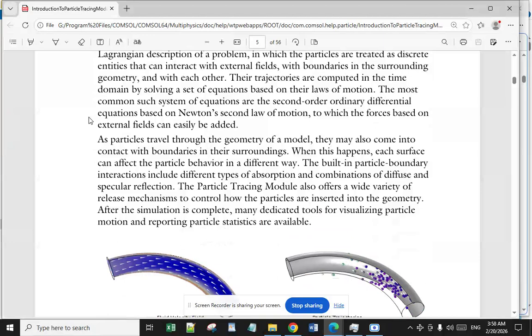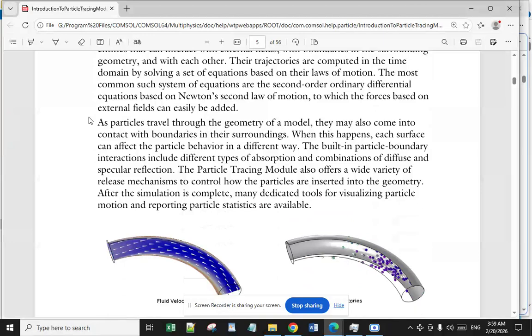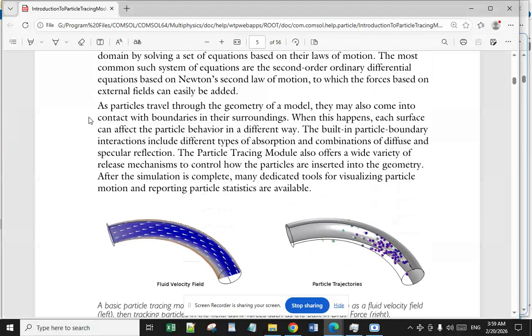Their trajectories are computed in the time domain by solving a set of equations based on their laws of motion. The most common such system of equations are the second-order ordinary differential equations based on Newton's second law of motion, to which the forces based on the external fields can easily be added.